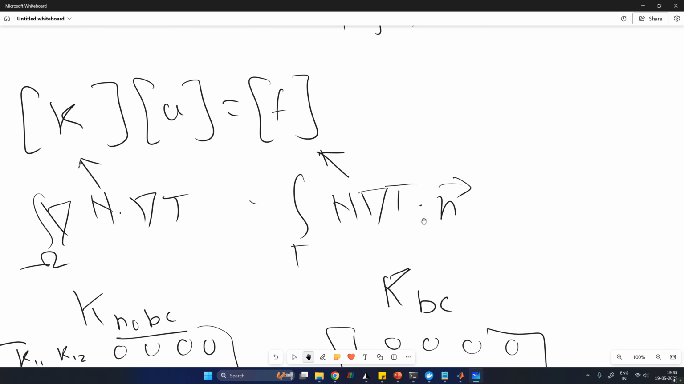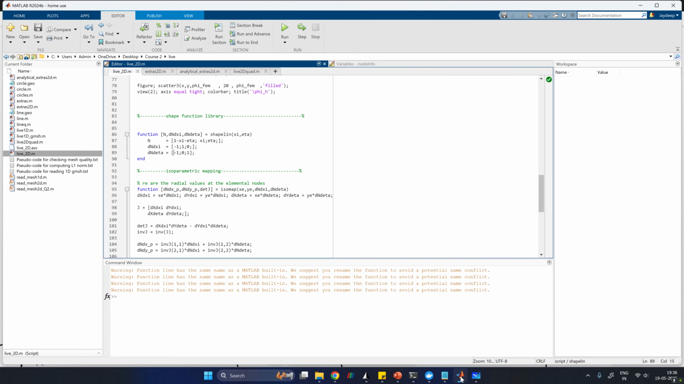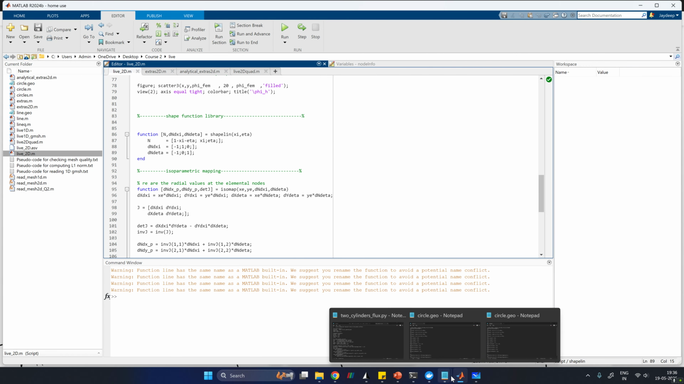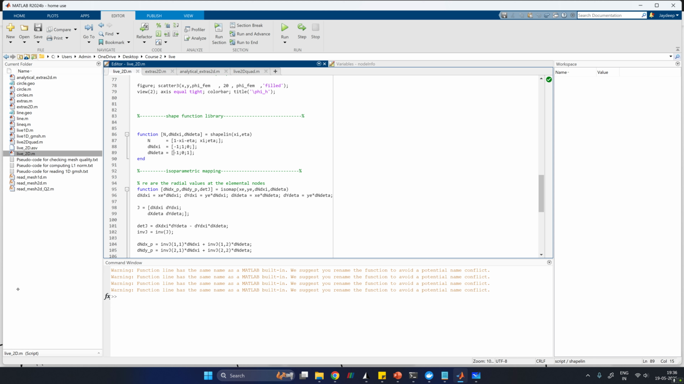So let's just do that, and we'll also compare it with the analytical solution. And for this, we'll have to generate the boundary first. The mesh. So let's do that quickly, and then quickly we'll use our 2D solver, which we just developed in the previous section, to do this solution.